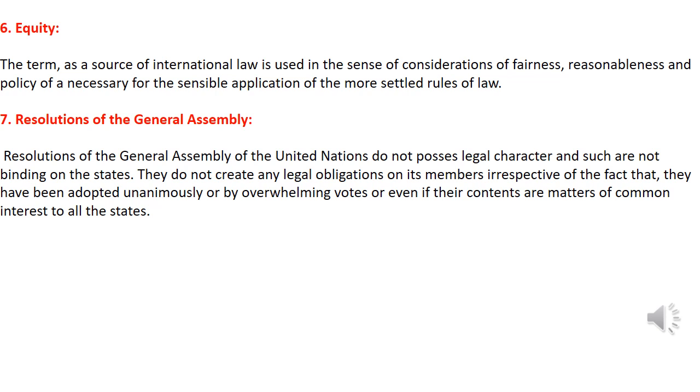The next is the resolutions of the General Assembly. Resolutions of the General Assembly of the United Nations do not possess legal character and are not binding on the states. They do not create much legal obligation on its members, irrespective of the fact that they have been adopted unanimously or by overwhelming votes, or even if their contents are matters of common interest to all the states. So these are some of the sources of international law which have binding force between the states for peace and cooperation between the states.